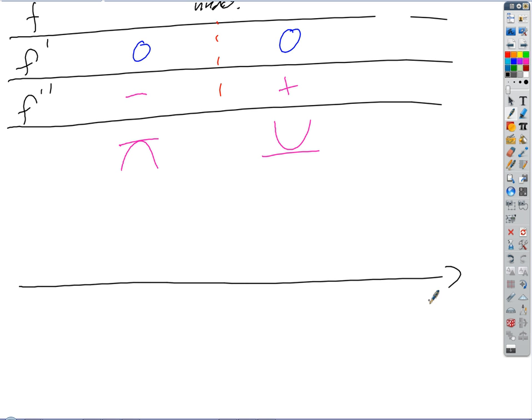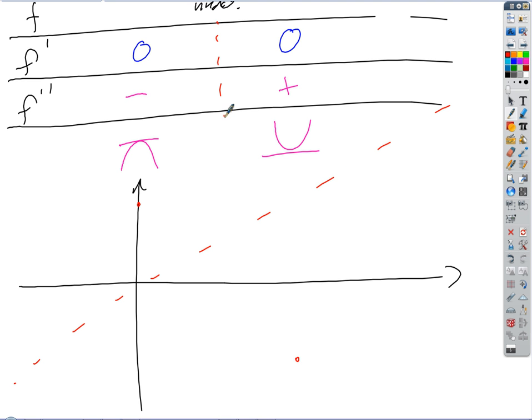So this is 0. So we get a relative maximum at 0. We won't worry about the values of y, we could. A relative minimum at 4. And we have the slant asymptote at y equals x.